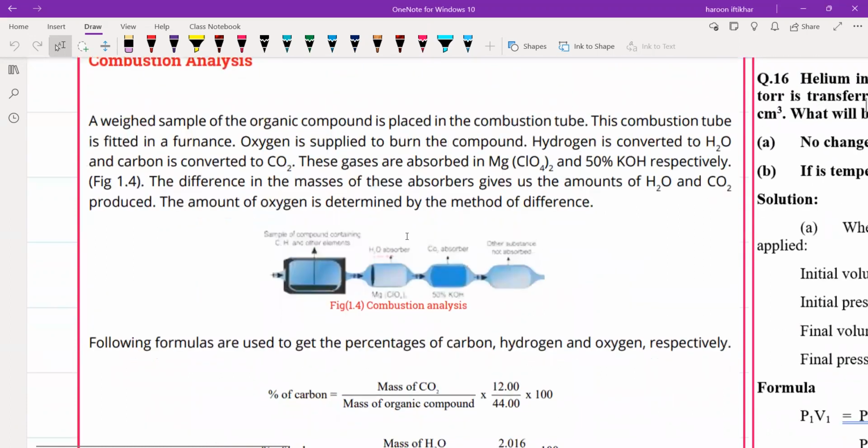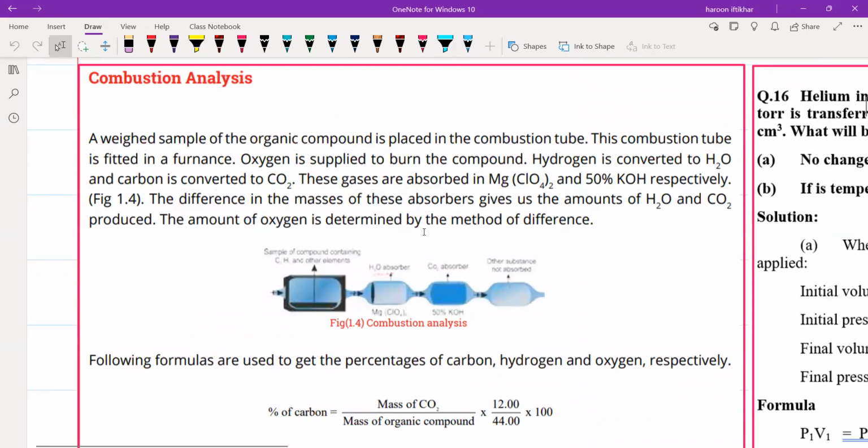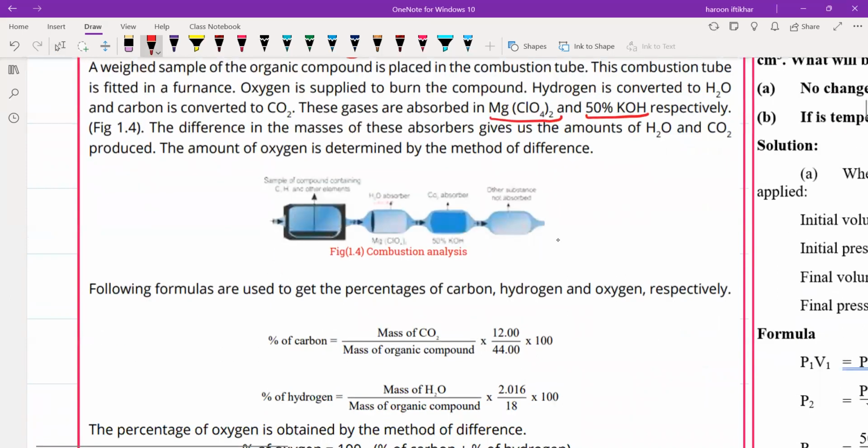But one very important thing is we will get 1 mark for writing all this explanation, like water is produced, which is absorbed by Mg(ClO4)2, magnesium perchlorate, and 50% KOH is used to absorb carbon dioxide. Now, after this, we'll make the diagram. It will carry 1 mark.